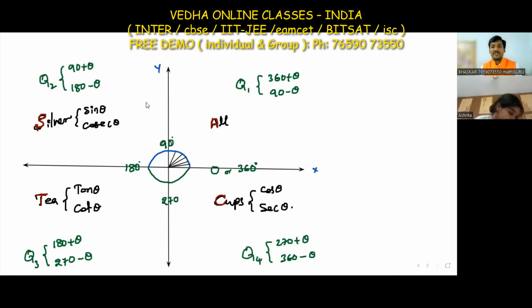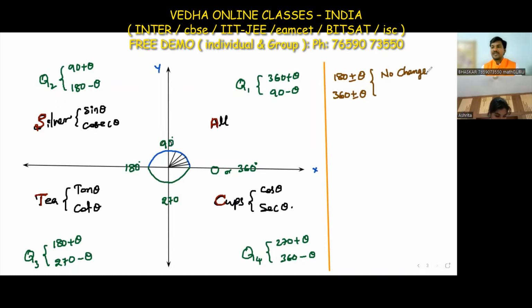After that, we have to remember one more important thing: what will change and what will not change. That is very, very important. Whenever we have 180 plus or minus theta, or 360 plus or minus theta, then there is no change. We write the same trigonometric ratio.